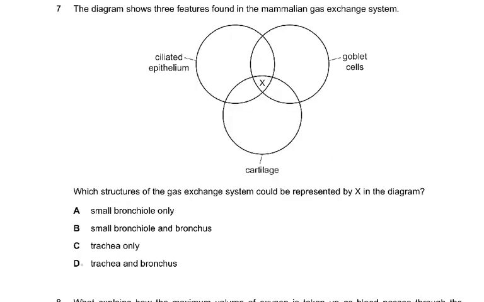Now the diagram shows 3 features found in the mammalian gas exchange system: ciliated epithelium, goblet cells, and cartilage. Which structures of the gas exchange system could be represented by X in the diagram? X has got all the 3 things. Small bronchioles only, small bronchiole and bronchus, trachea only, trachea and bronchus. You see, cartilage is present in both trachea and bronchus. So that is why the answer is D.